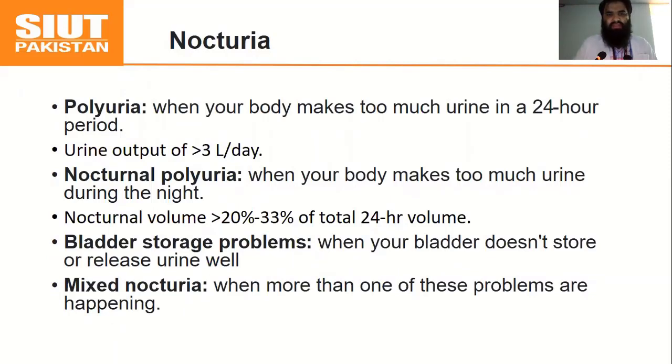Polyuria is when your body makes too much urine in a 24-hour period. Urine output of greater than 3 liters per day is polyuria. Nocturnal polyuria is when your body makes too much urine during the night. Studies show that a nocturnal volume of 20 to 30% of the total 24-hour volume is defined as nocturnal polyuria. Bladder storage problems are when your bladder doesn't store or release urine well. And mixed nocturia is when more than one of these problems is happening.